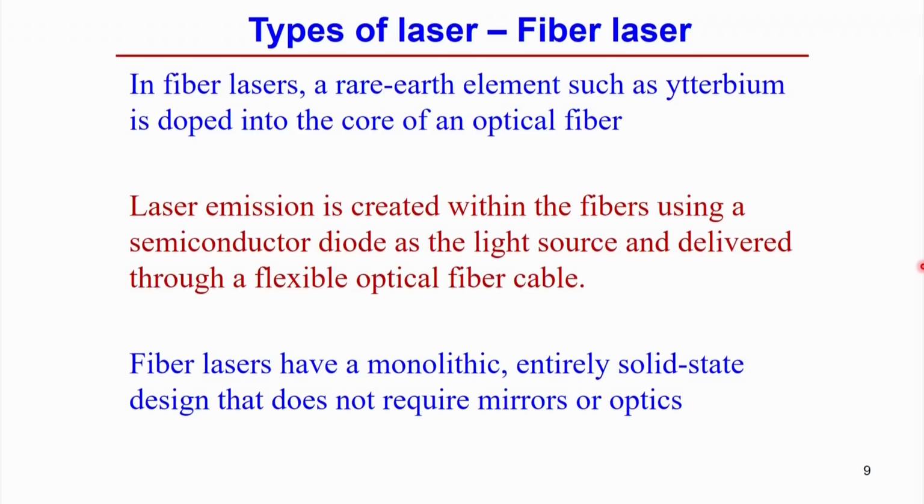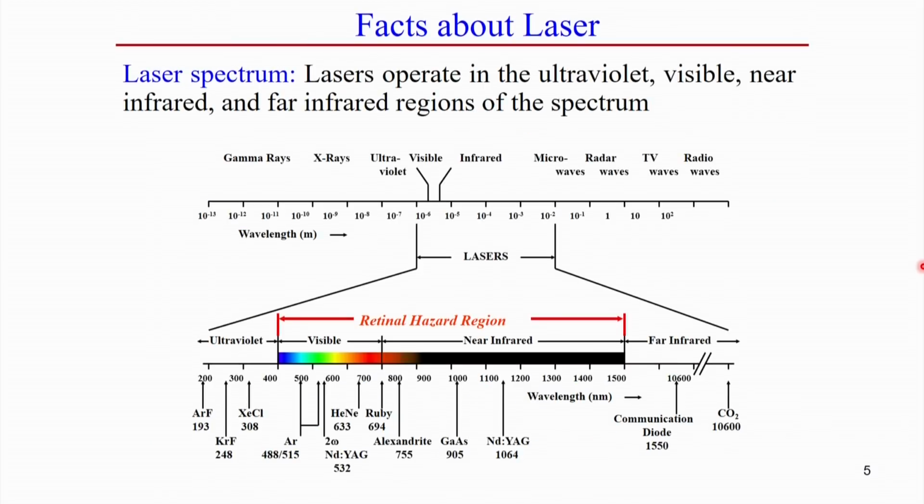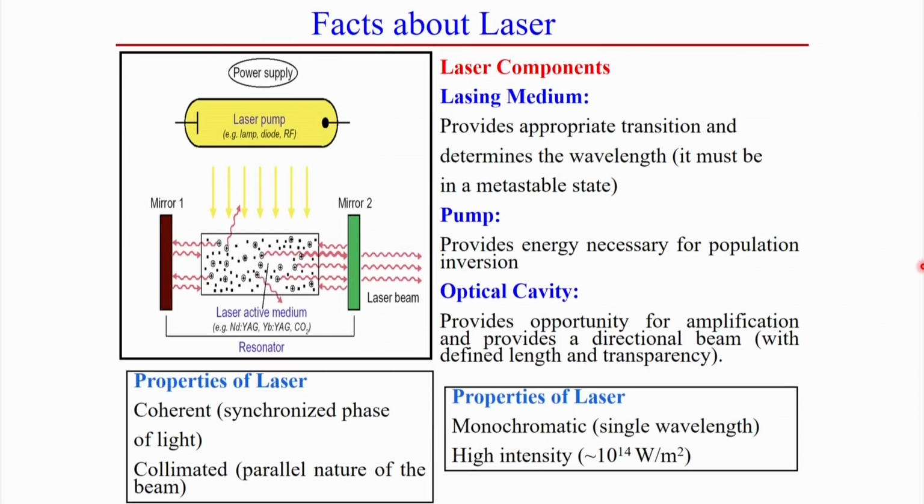So, that within the fiber the total internal reflection is controlled, and finally it is delivered also using a fiber cable. Fiber lasers have monolithic, entirely solid state designs, and that does not require any mirrors or optics. Like if you see that in most cases when you try to produce a laser beam we need a mirror, but that is not the case in a fiber laser.